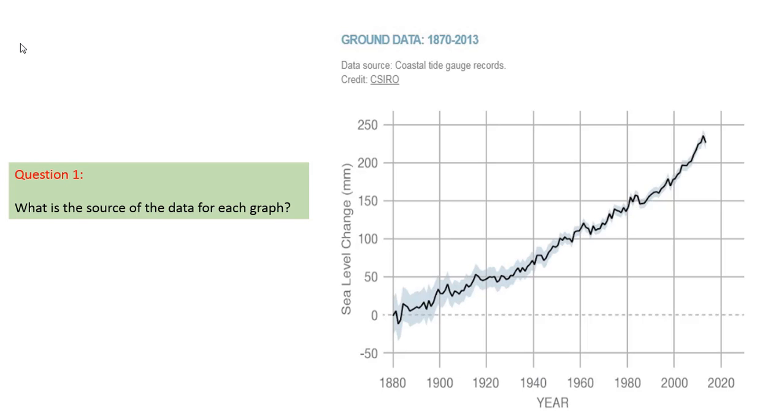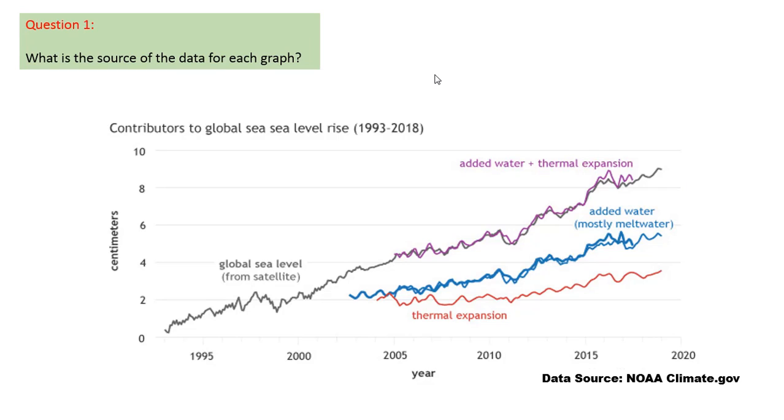So, question 1. What is the source of the data for each of the graphs? So to find the source, it says it right there, data source. So that's for graph 1. Coastal tidal gauge records. For graph number 2, the source is down in the corner, and you may not be able to read it, but it is NOAA-climate.gov.